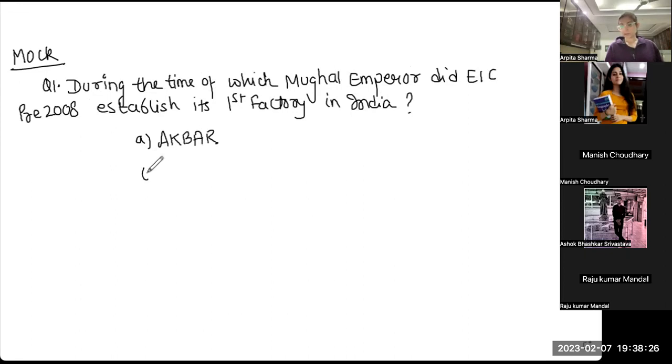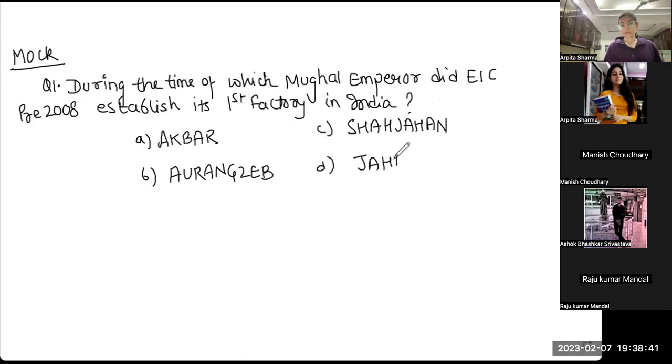Option A is Akbar, option B is Aurangzeb, option C is Shah Jahan, and be ready with your options, okay? And option D is Jahangir. Which option is correct? I want the options on the chat box.